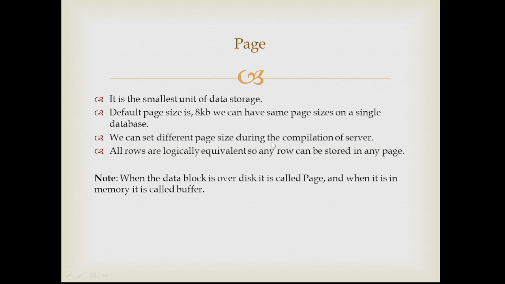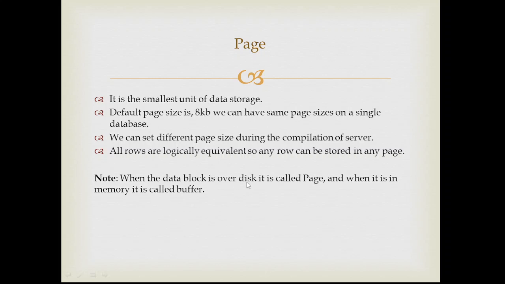We can have a different page size during the compilation of the server. When we are starting the server, we can set some parameters to use a different page size. All rows are logically equivalent, so any row can be stored in any page. It's not necessary that all the rows for a table will be stored on a particular page. They can be stored anywhere. They are logically in that table, but not necessarily physically on the same page.